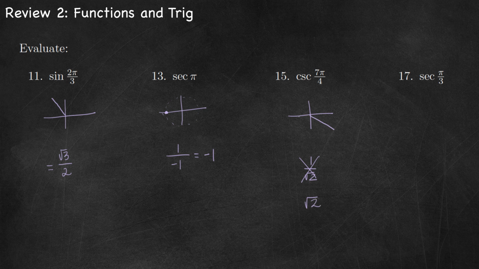And I'm in quadrant 4, where the sign is negative, so its reciprocal will also be negative. So this is negative root 2.